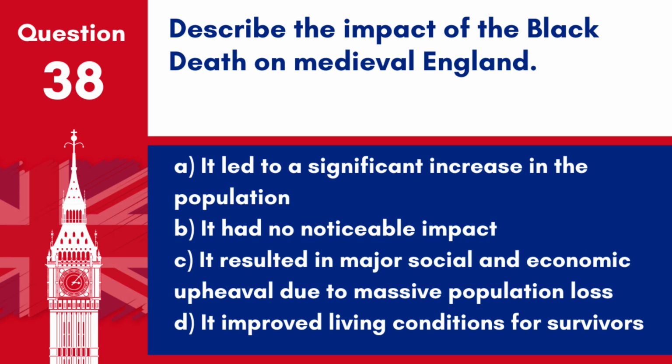Question 38. Describe the impact of the Black Death on medieval England. A. It led to a significant increase in the population. B. It had no noticeable impact. C. It resulted in major social and economic upheaval due to massive population loss. D. It improved living conditions for survivors. Answer. C. It resulted in major social and economic upheaval due to massive population loss. The Black Death drastically reduced the population, leading to labor shortages and significant changes in social and economic structures.